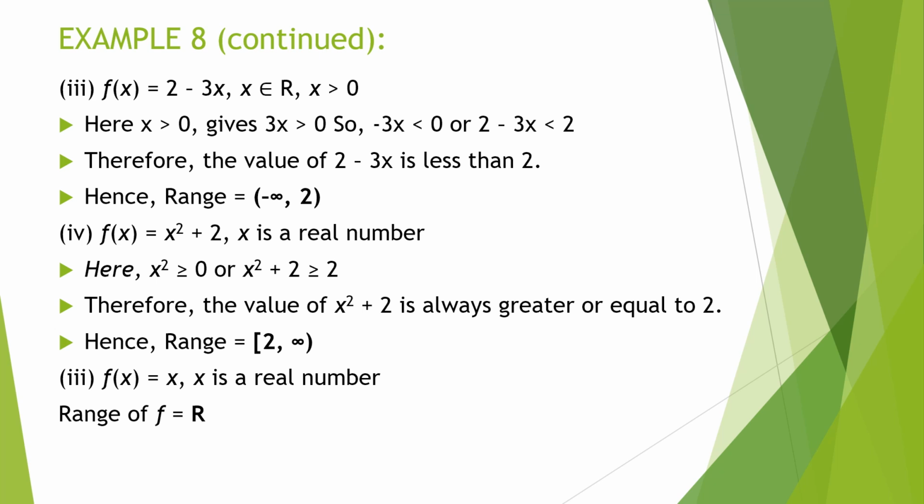Next one, f(x) = x square plus 2, x is a real number. x square is always greater than or equal to 0. So x square plus 2 is always greater than or equal to 2. So the range will be closed interval 2 to infinity. Next one, f(x) = x, where x is any real number. So the range of f is the whole set of real numbers R.